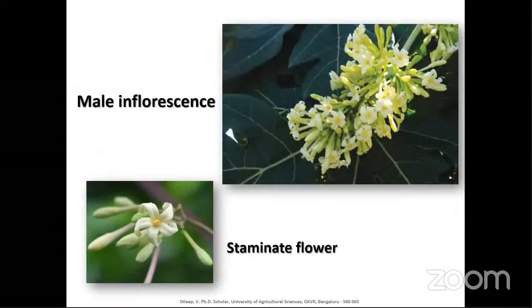This is the male inflorescence, that is, there will be a separate male tree. I don't know how many of you have seen the male tree. Very long panicles of 1 to 2 meters will be there, like this one, and the flowers are almost like jasmine, individual flowers. Those are the male flowers.